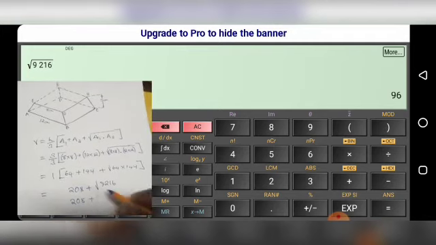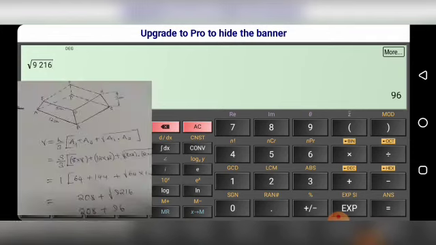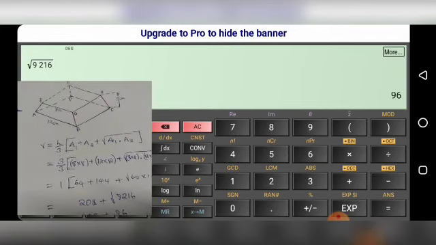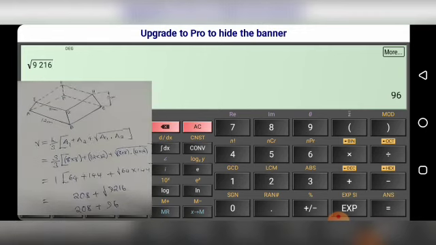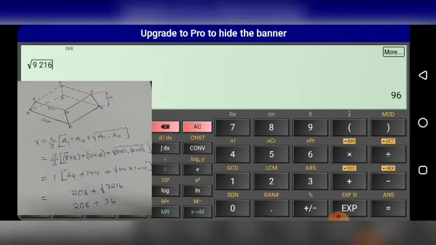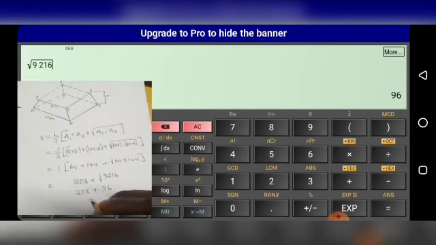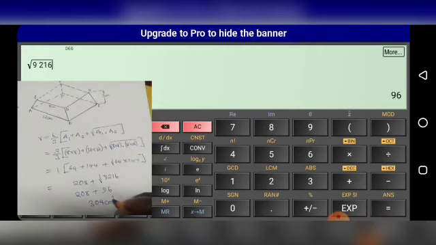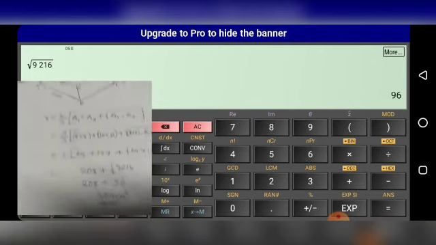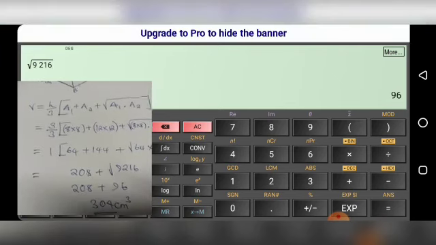So I'm going to take note and say 208 plus 96, which is the root. Then we can say what is 96 plus 208? That will give us 304 centimeters cubed. That will be our volume.